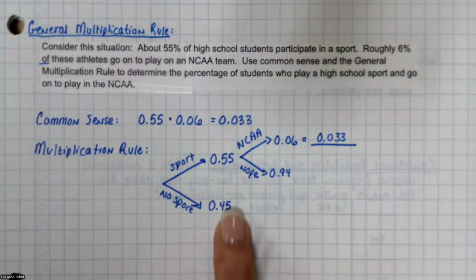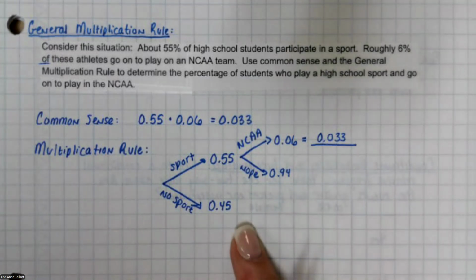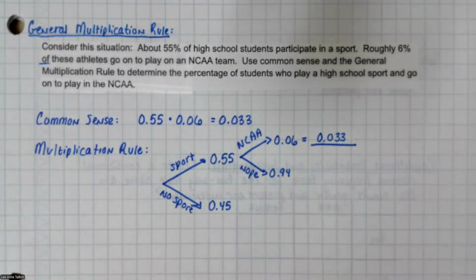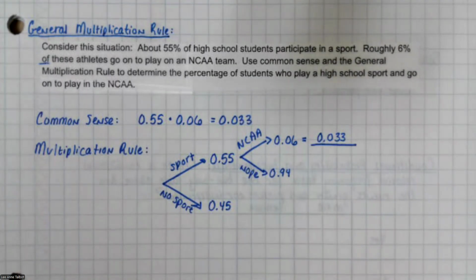We could find the rest of the tree, but we can't actually find this part. They didn't tell us anything about the kids that don't play a sport, because that wouldn't make sense. They would not go on to NCAA probably if they did not play a sport. But anyway, this is kind of my opener for tomorrow's. All right, last thing. Once you get this situated, find your yellow sheet.